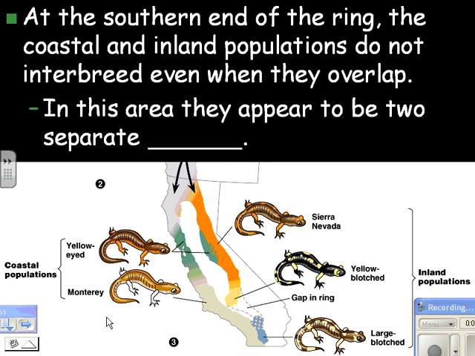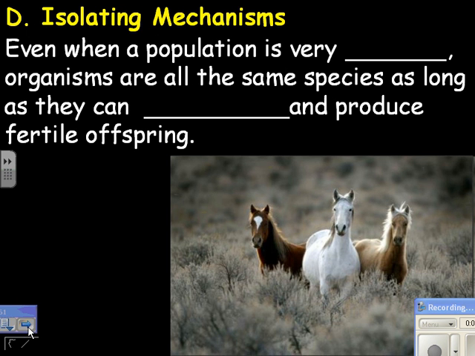So in this area down here, they appear to be two different species. Species is a nice term for us when things fit. A species is defined as a group of organisms that can mate with each other potentially and produce fertile offspring. Here, they're not really fitting into our nice definition of species, but that's life.